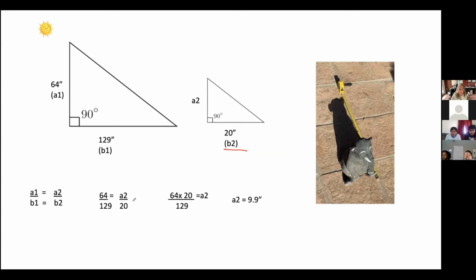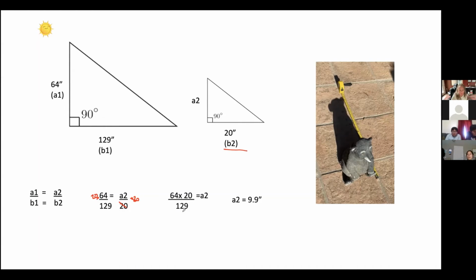So now what do we have to do? We want A2 to be on its own side. We need to multiply by 20 on both sides. I'm only going to do the writing once because it's already written out. Okay, so that's this on the top. That cancels this 20, that cancels this 20. And now we get A2 is going to be equal to 64 times 20 over 129.